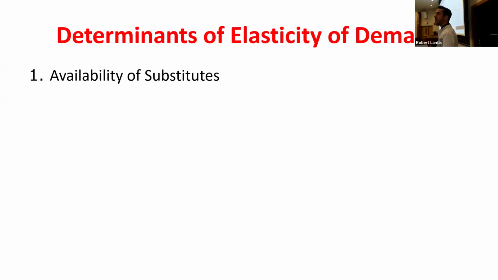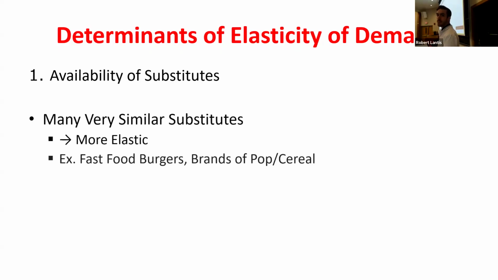Okay. So if I'm thinking about something like going out to get a fast food hamburger, I can go to Steak Shack, Culver's, Five Guys, McDonald's, right? There's a lot of substitutes. So if one of those companies increases their price, if I have a lot of other available substitutes, what am I more likely to do? Go somewhere else. Right?